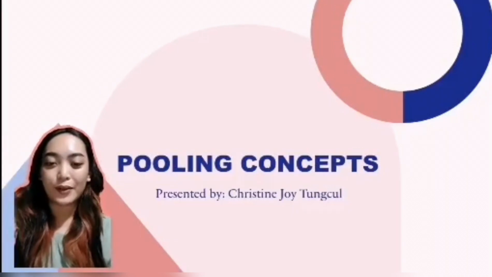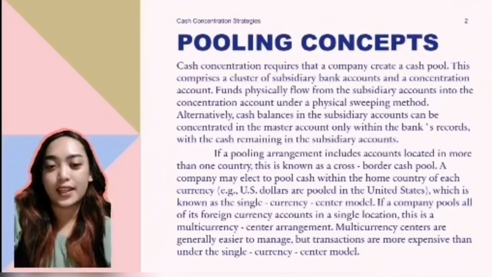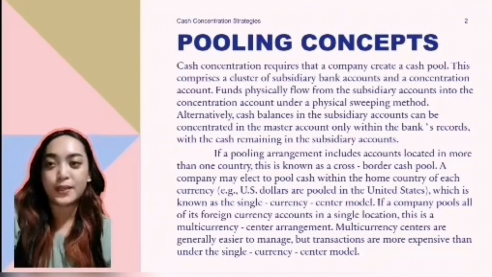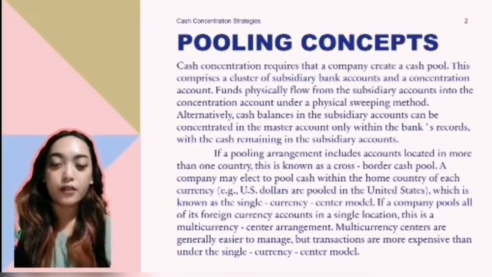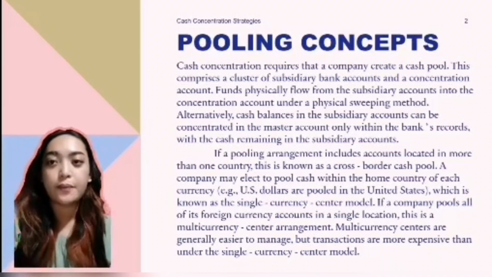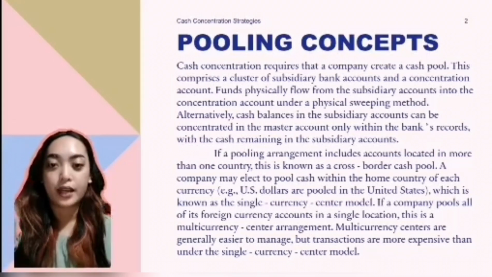Good day. I will be talking about the pooling concepts. So, cash concentration necessitates the establishment of a cash pool by a business. This is made out of a group of subsidiary bank accounts and a concentration account. Under the physical sweeping approach, funds physically move from the subsidiary accounts into the concentration account. Alternatively, cash balances in subsidiary accounts can be focused exclusively in the master account inside the bank's records, leaving the cash in the subsidiary accounts.